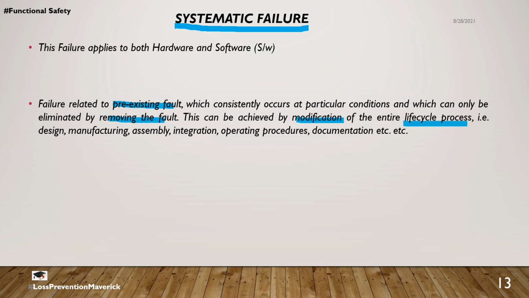This particular failure applies to both hardware and software alike. But something to remember here is that software can fail only systematically. Software cannot fail randomly, and what the code says is that there is no common cause failure for software. An environment is not going to affect the software. So software can only fail systematically.